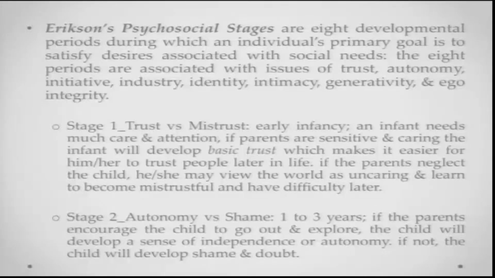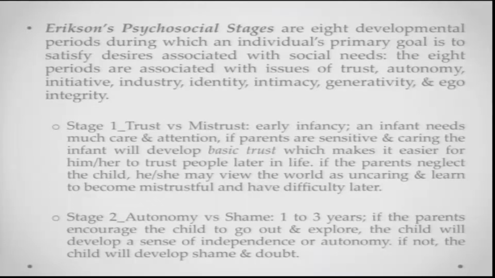So stage 1 is trust versus mistrust. It's around the early infant age. An infant basically to begin with needs much care and attention. If parents are sensitive and caring, the infant will develop what is called basic trust, which will make it easier for him or her to trust people later in life. If parents neglect the child, if they are inconsistent, he or she may view the world as uncaring and learn to become mistrustful and have that sort of bitterness later in his personality.